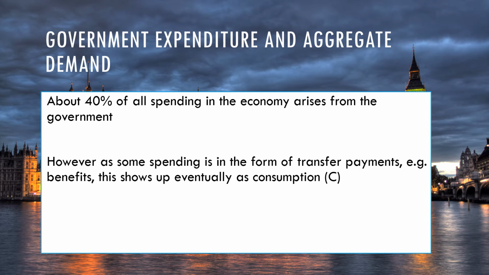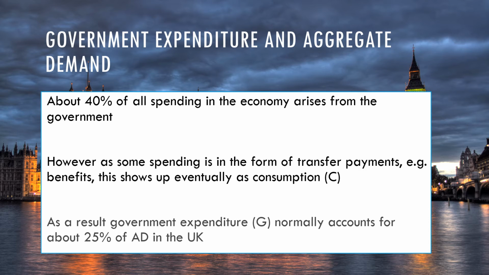A lot of the spending that the government undertakes is through things like welfare payments and benefits. And that money only really appears in the economy in terms of final goods and services when those people spend it as consumption. So some of the money the government spend goes to consumers who then spend it, so it shows up as consumption. So as a result, government expenditure, we would say, normally accounts for about 25% of aggregate demand in the UK.